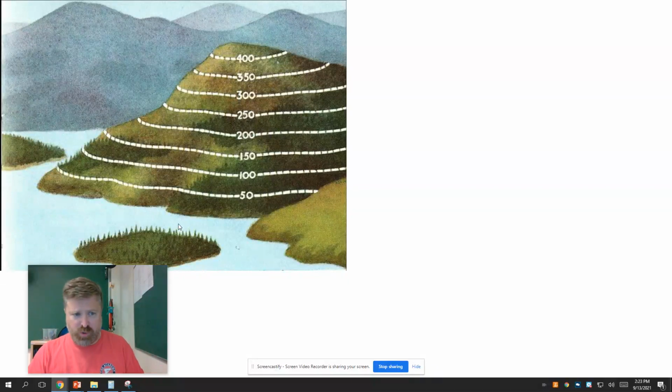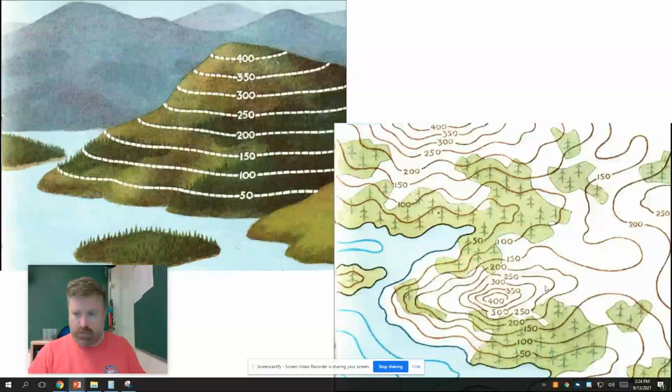Another interesting question we'll get to is where is it steeper in other places? Steeper here, gentler here. What's the deal? So what does it look like when we represent that on a map? Maybe it's like this, where now looking down on the top, you see the ring for 400. Well, there's the ring for 400. 350, 300, and so on.